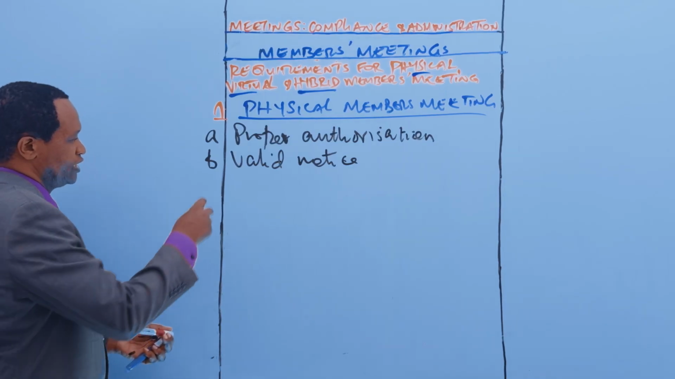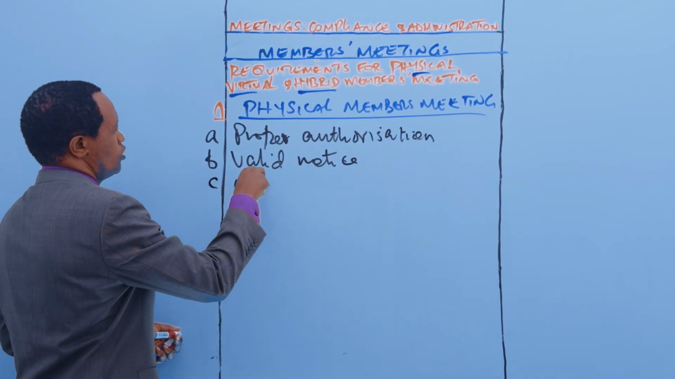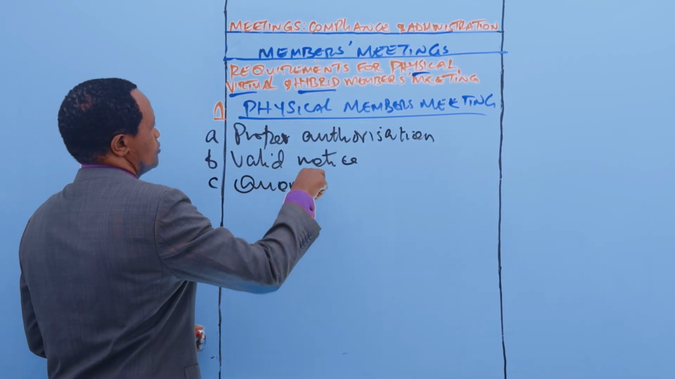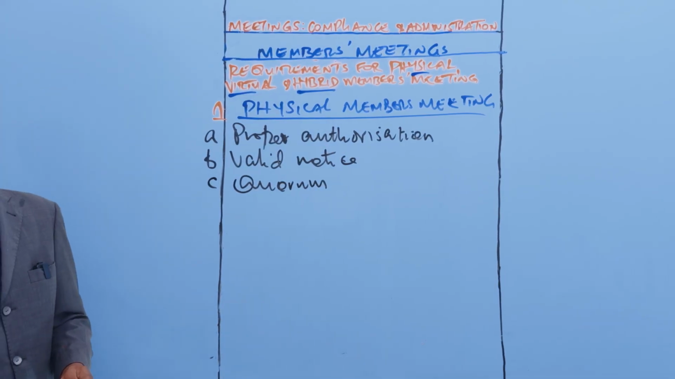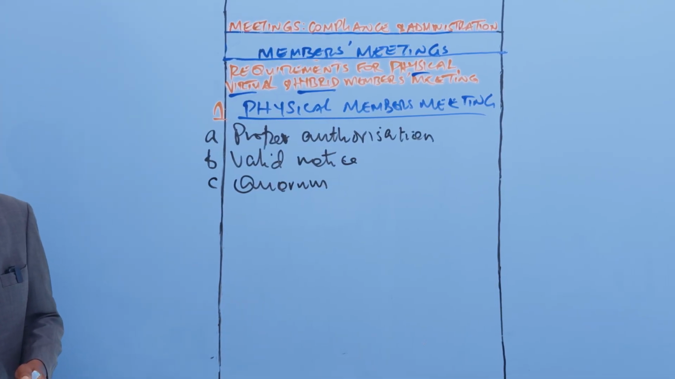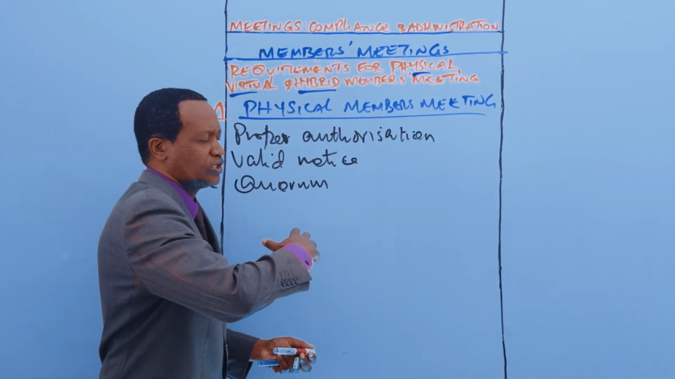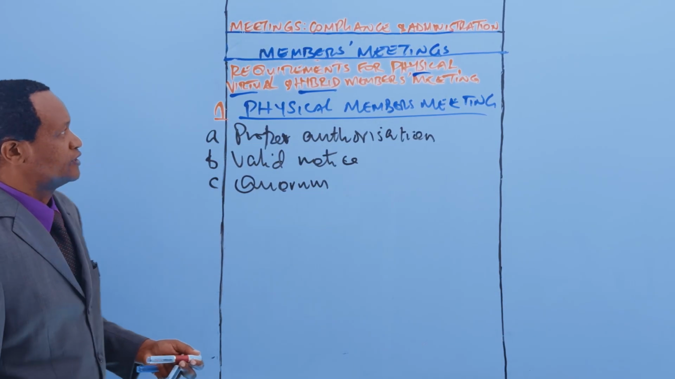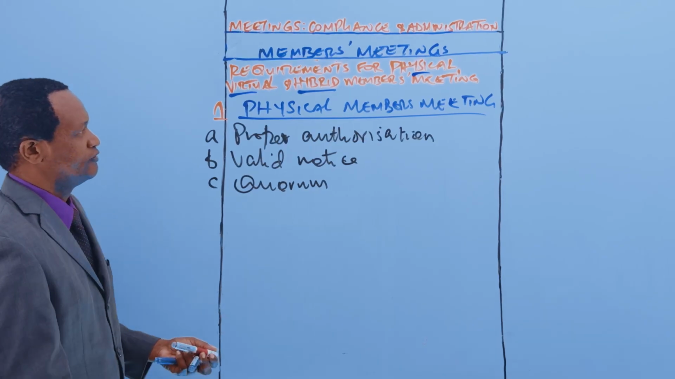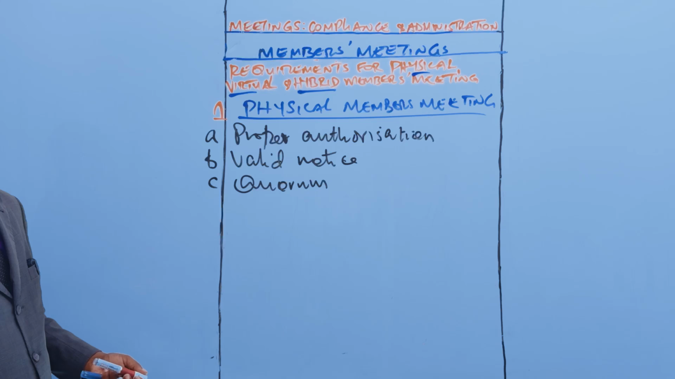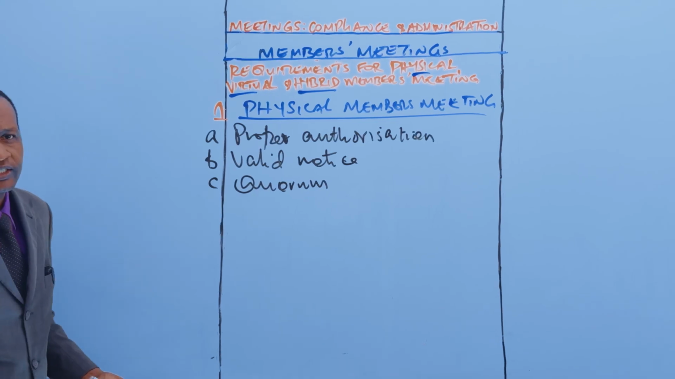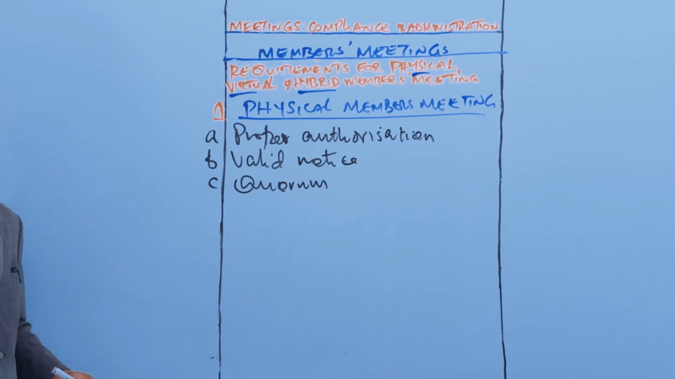Another requirement is in relation to quorum. Quorum. This is the number or the minimum number of members that must be physically present at the start and throughout the meeting. That is a requirement for a physical members meeting. The minimum number of members must be present at the beginning and also at the end of the meeting.